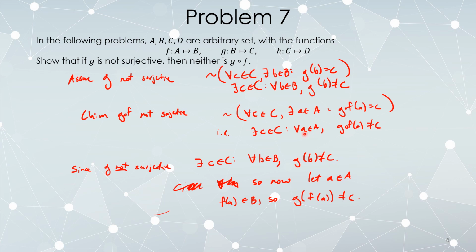Now, no matter what little a you pick, f of a is in the set B, so g of that can't be C. In other words, the composition g of f is not going to be surjective.